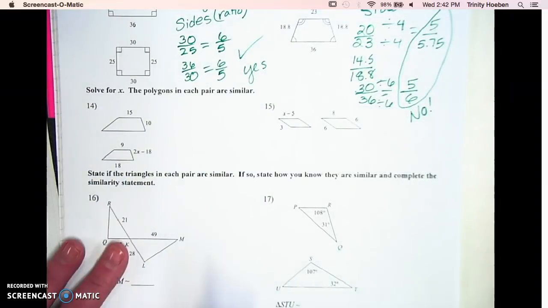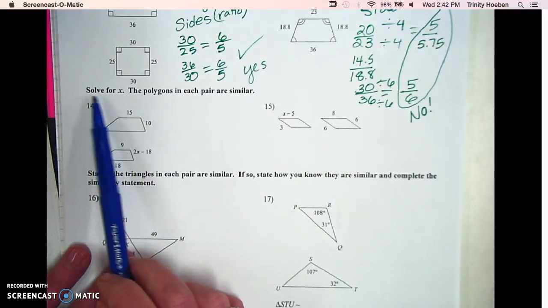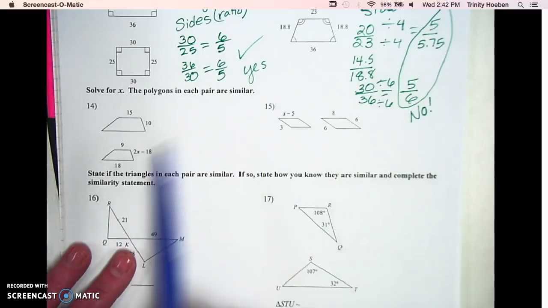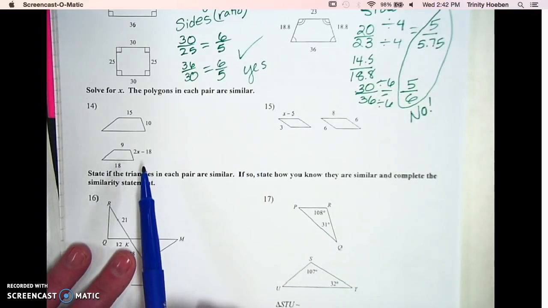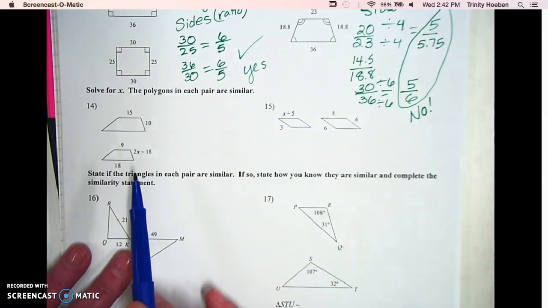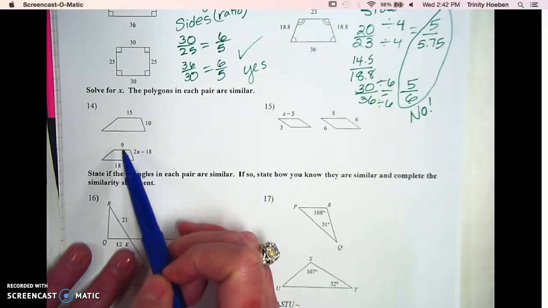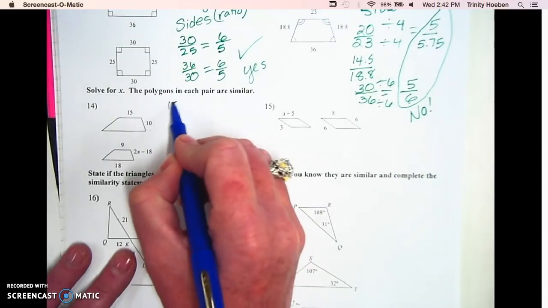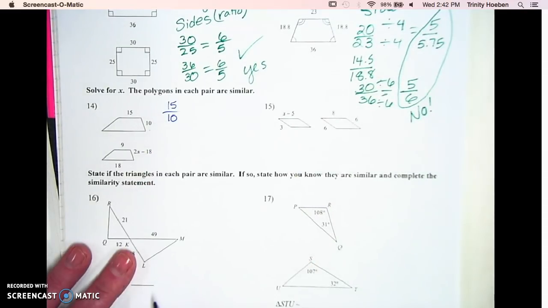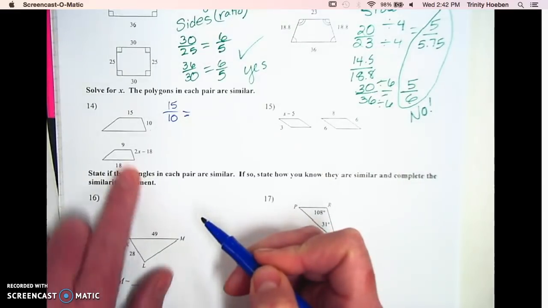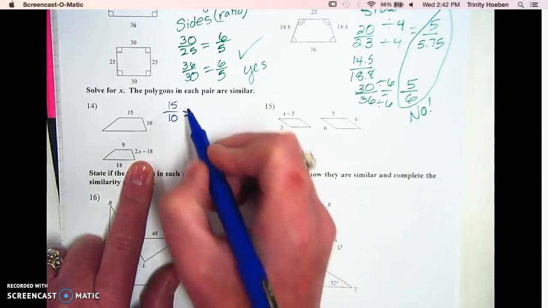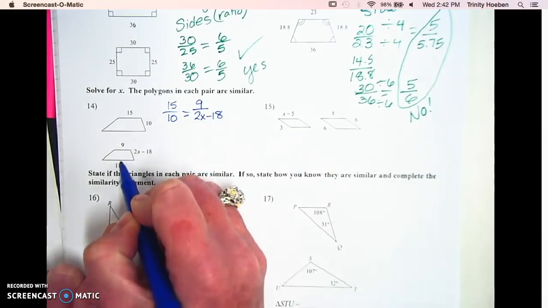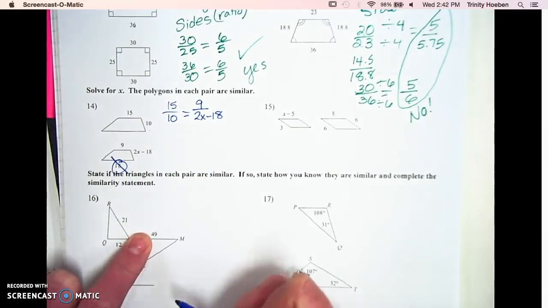Jumping down to number 14. It says to solve for x, and it tells you that the polygons in each pair are similar. Okay? So we should be able to match up the sides and get the same ratio. So if the top on this one is 15, to the side on this one is 10, that'll be my ratio on the left. I need to use the same two sides on the bottom triangle. So I've got 9 over 2x minus 18. This number right here is extra. You don't really need it.